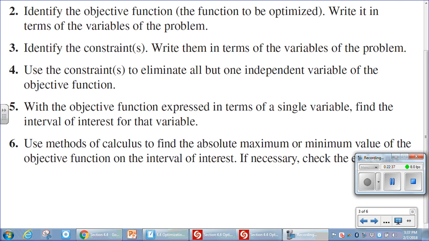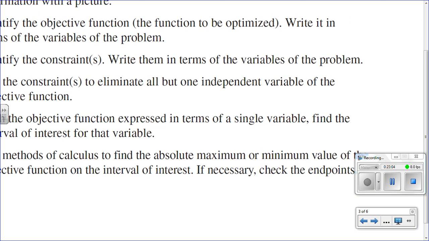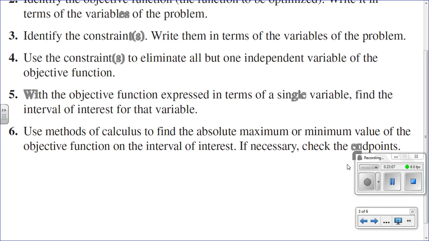Number 6. Who has it? Tiffany. These methods help us find the absolute maximum or minimum value of the objective function on the interval of interest. If necessary, check the endpoints. It could be like the interval of interest, like restricting your domain, for example. Okay. And then it was the same. Check the endpoints. Very good. Okay, so let's go to another problem.